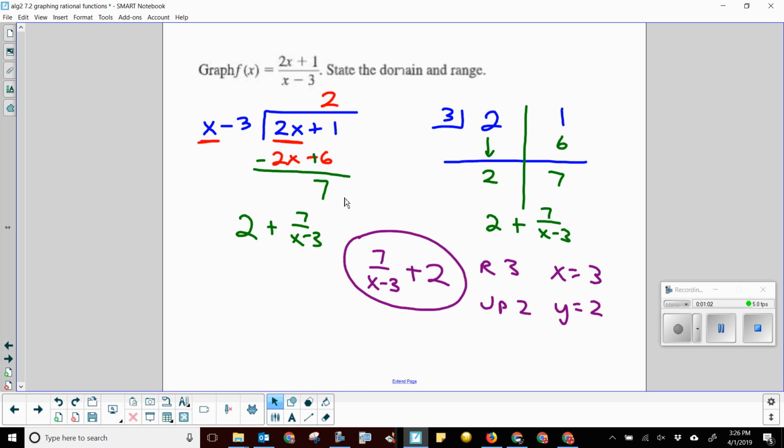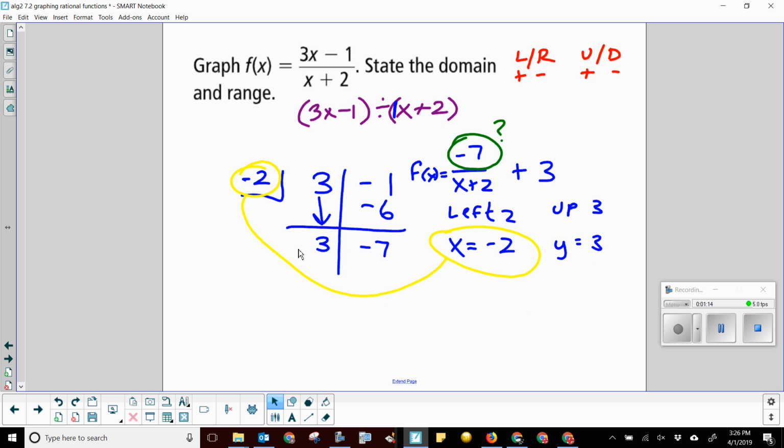That's pretty much it. Now, I will say, again, this says graph this and state domain and range. I don't want any of that. I want either long division or synthetic division. I want the new answer, and I want where everything's going. So again, something like this, it just looks like this.